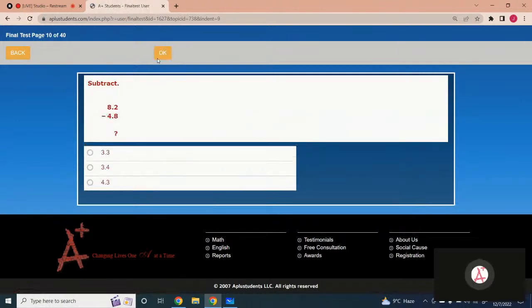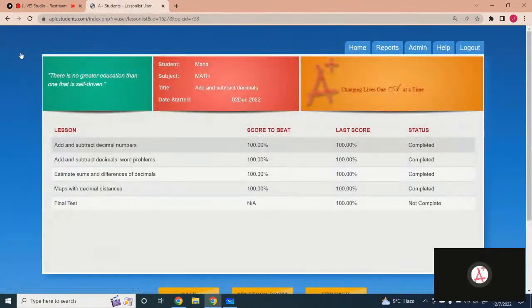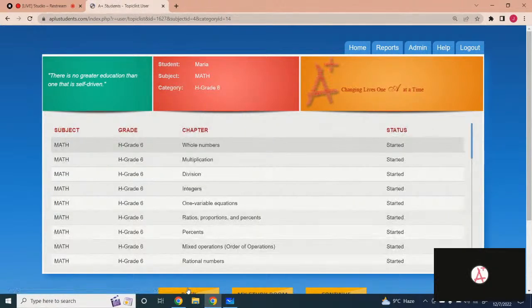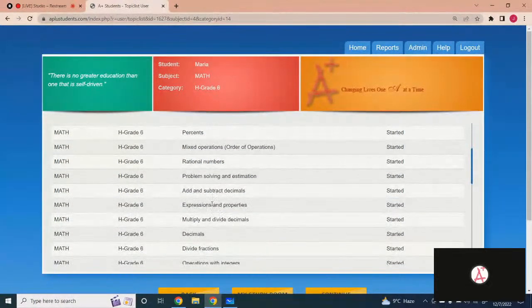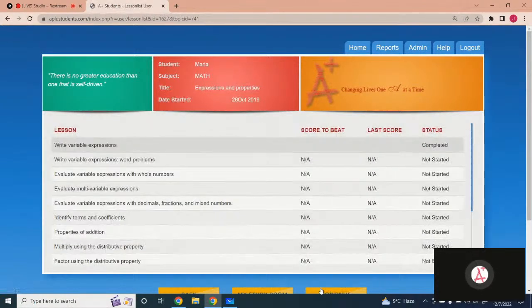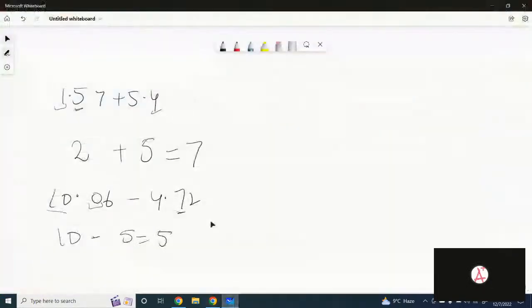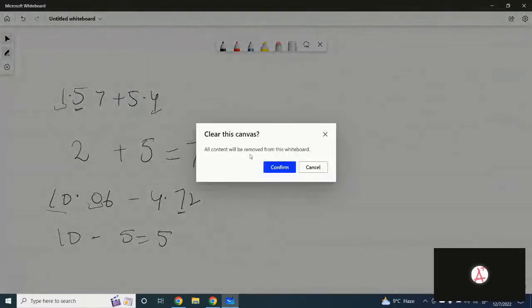Okay, you can complete the test by yourself later today. Let me just move on to the next chapter. The next topic is we're going to start with a new chapter, that is expressions and properties. Let's just start with the new topic. Here is the chapter. We're going to start with expressions and properties. And the first lesson from the chapter is write variable expressions. Let's start with the first lesson, that is write variable expressions.